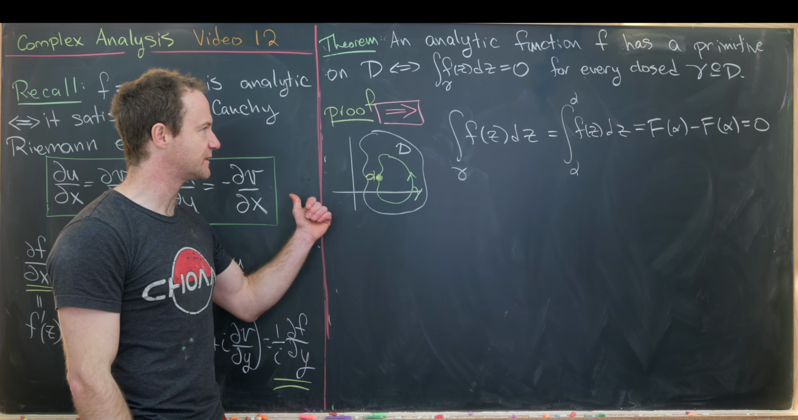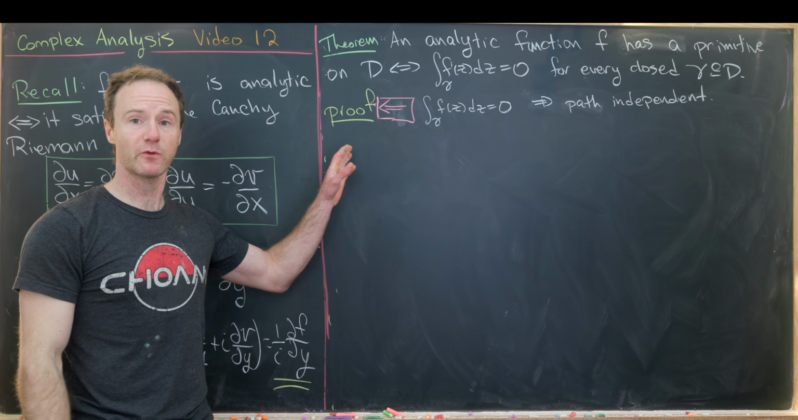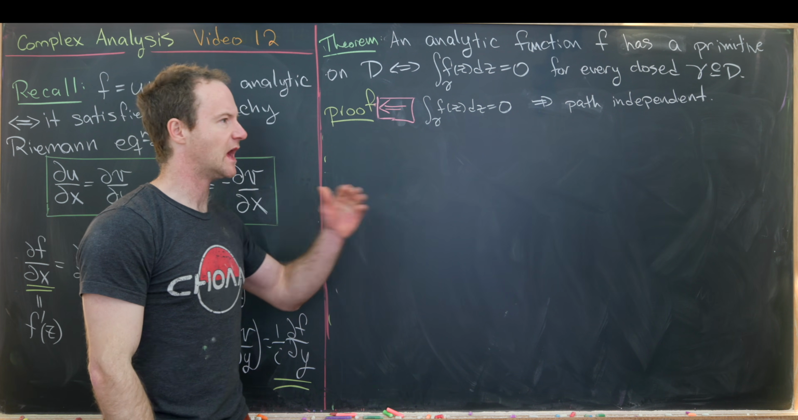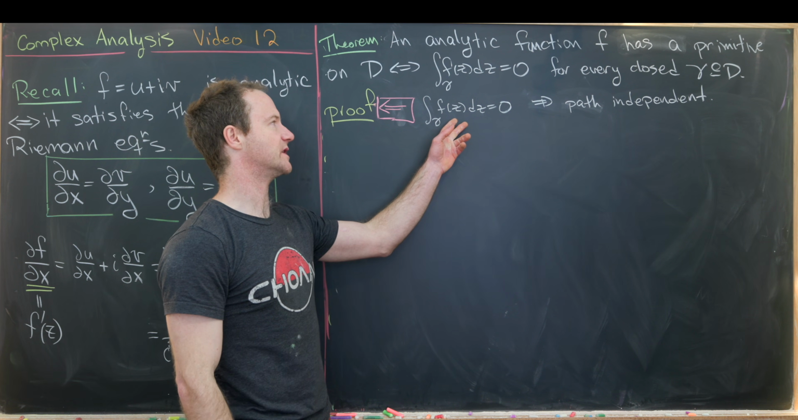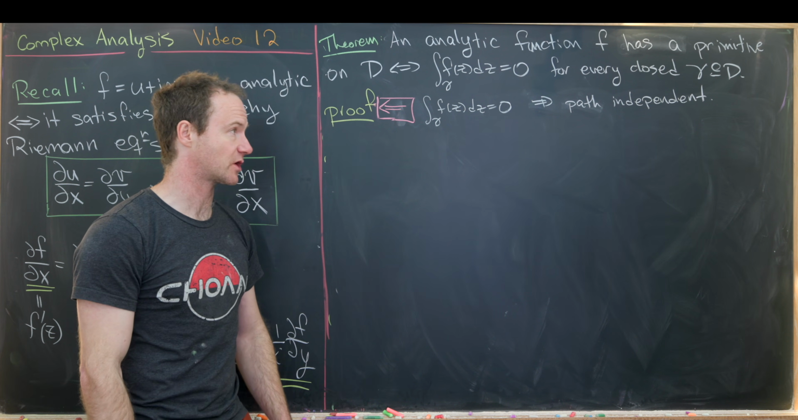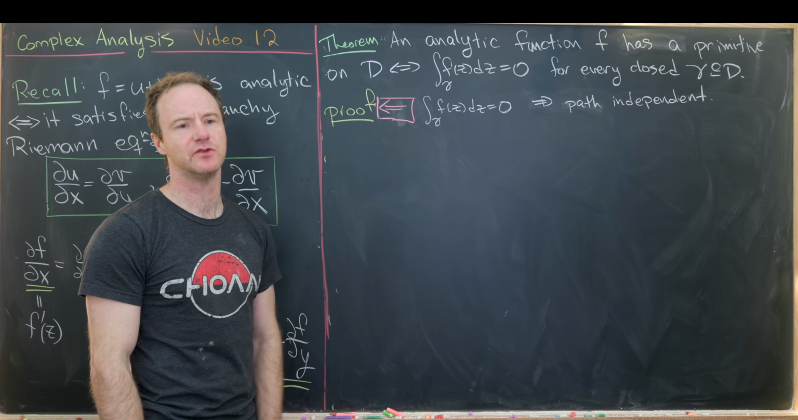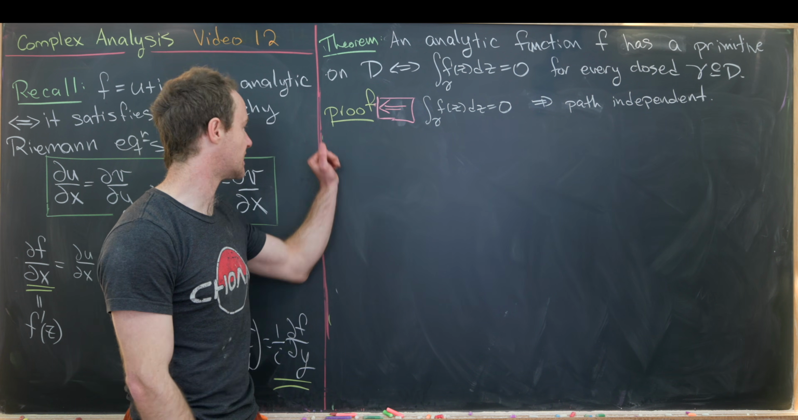Okay, so now let's prove this reverse direction, but we're going to need a bit more room, so let's get rid of this. So now we're ready for the reverse direction. And before we get started, let's notice that if we've got an integral which is 0 over every closed curve, that's the same thing as it being path independent. So that's something that you do in like a multivariable calculus class.